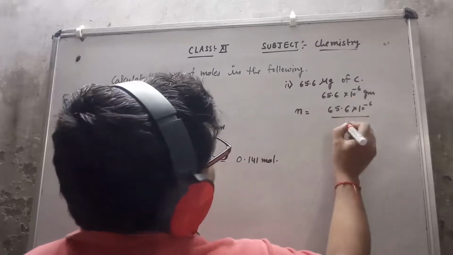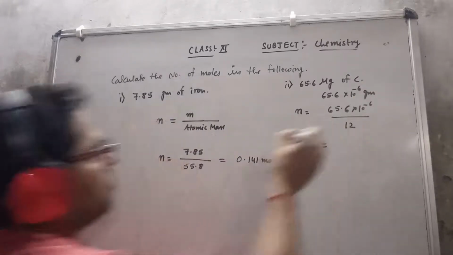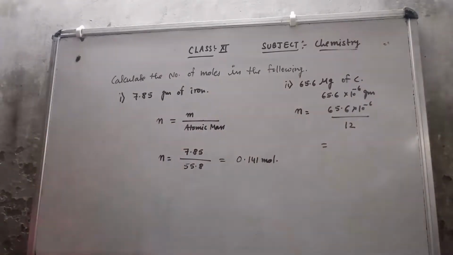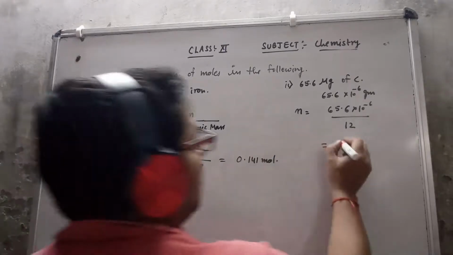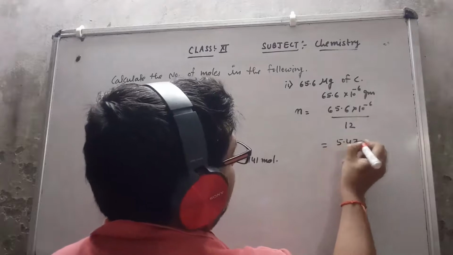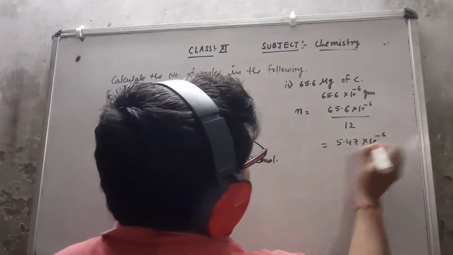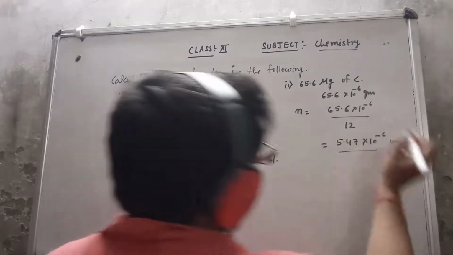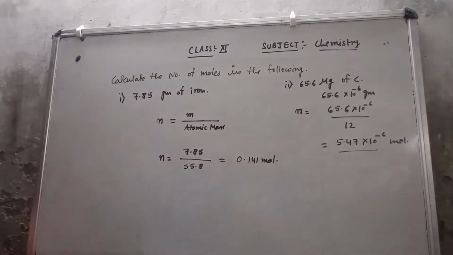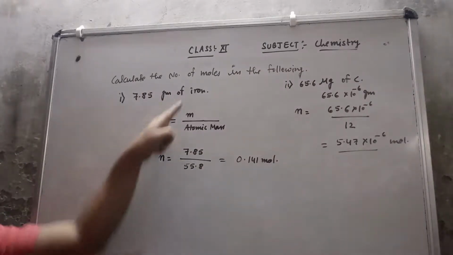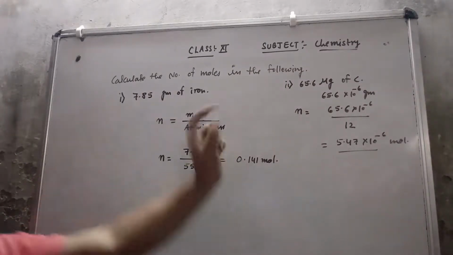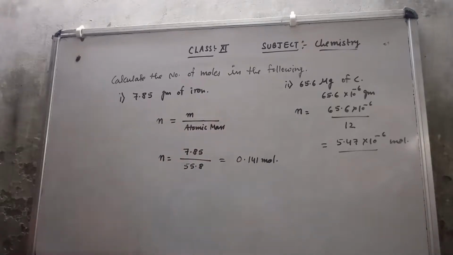The mass of carbon is 12. You divide it by the atomic mass, and you get a small value. If I divide it, I am getting 5.47 into 10 to the power minus 6 mole. So this is also the formula, number of moles equals mass upon atomic mass. We can solve it. So those are the two categories of the question.